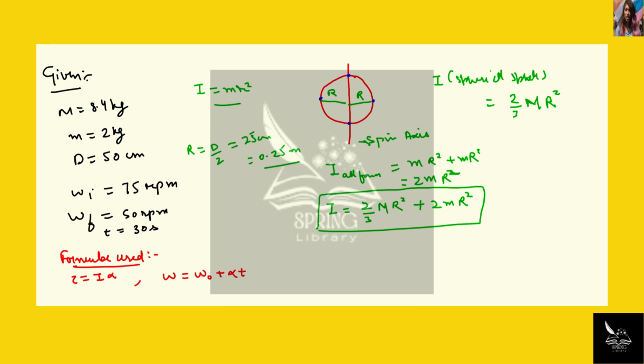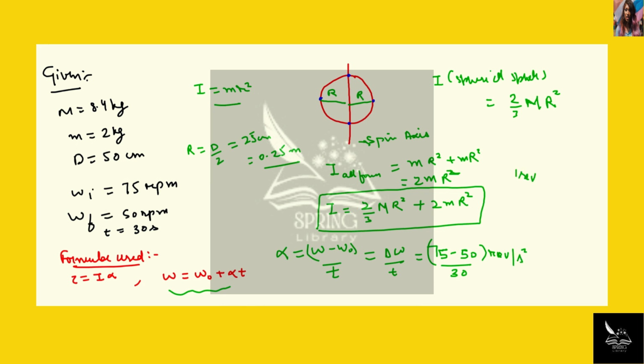So we need to apply some torque here, or the friction torque, so as to reduce the angular velocity from 75 revolutions per minute to 50 revolutions per minute in 30 seconds. Therefore, first we will find alpha. So alpha is equal to omega minus omega naught over t, or change in omega over time. So the change in omega is 75 minus 50, over 30. This is in revolutions per second squared.